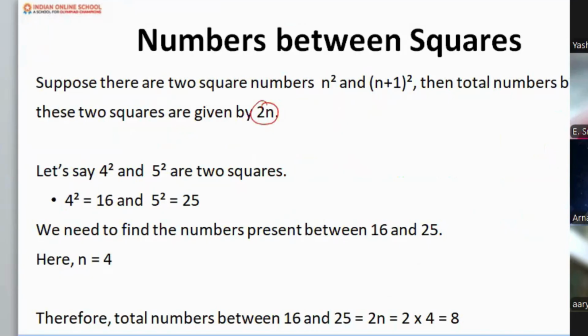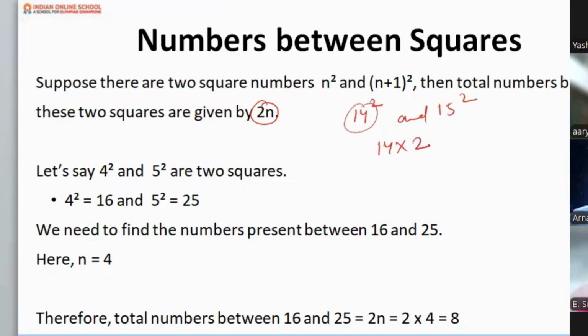Okay. Which number do we have to multiply by 2? The smaller number. If I am asking the square of 14 and the square of 15, the smaller number is 14 only. So you are supposed to multiply 14 by 2. Then you are getting 28. Got it? Understood? So we do have one formula, which is 2n, which means 2 times the smaller number. That many numbers will lie between the squares of two consecutive numbers.